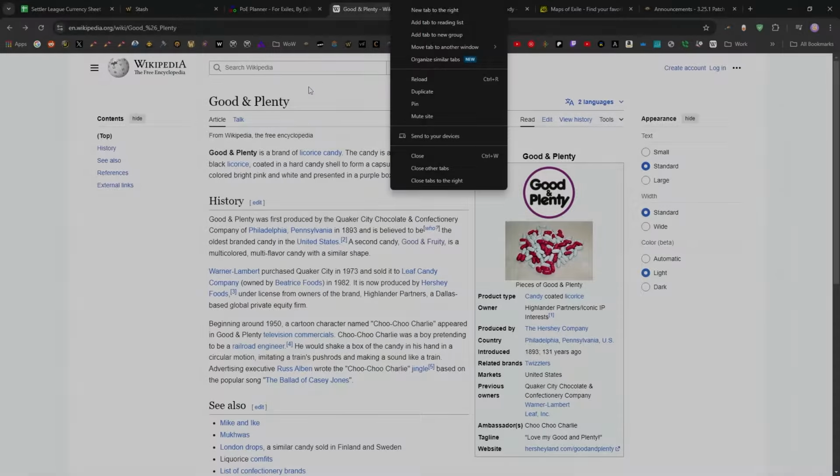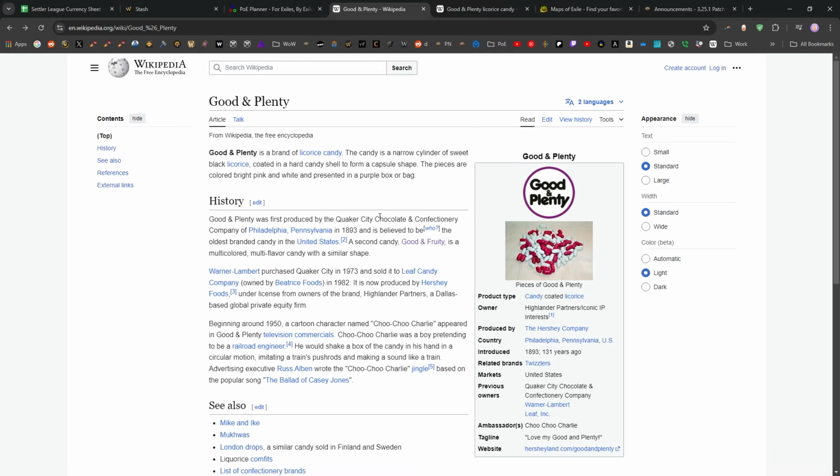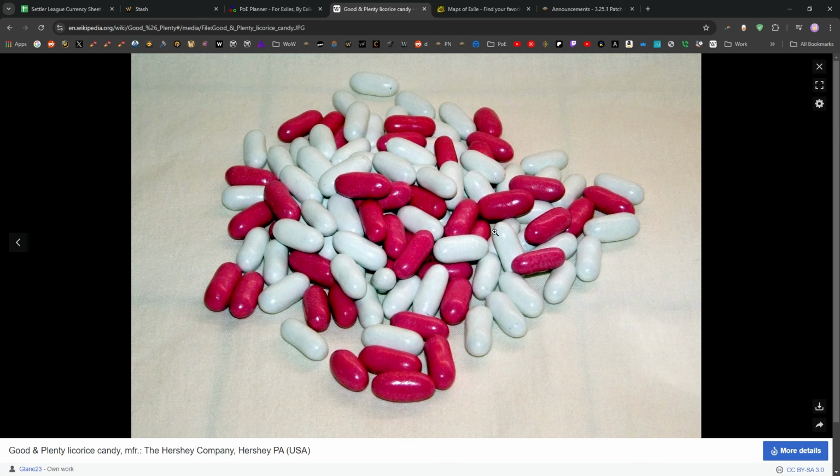It's fine. All right, before I move on, here's a picture of Good and Plenty for people outside of the U.S. This is the worst candy in America. It is candy-coated licorice, and the only claim that it has is that it is allegedly the oldest candy in America. It is for grandmas.